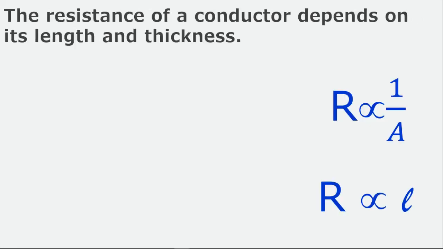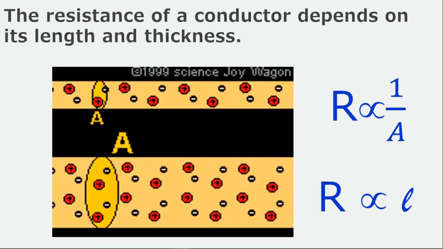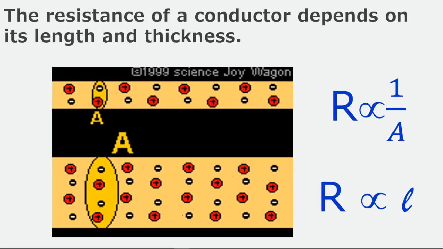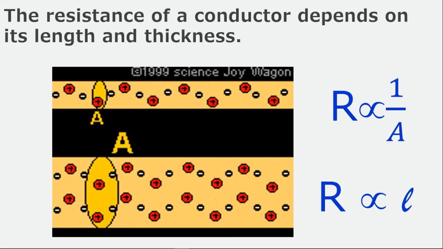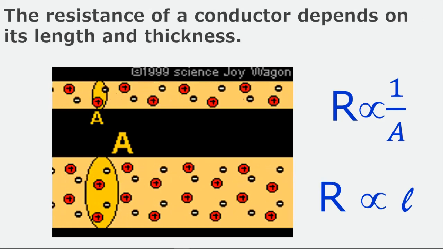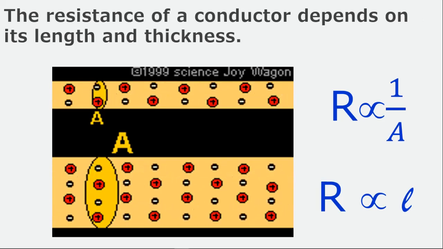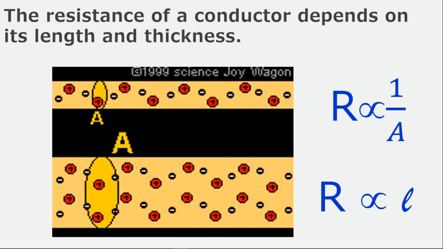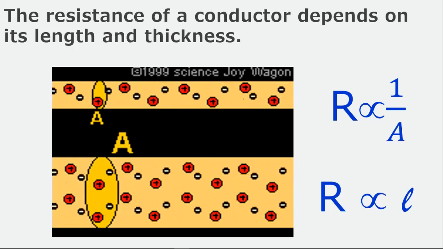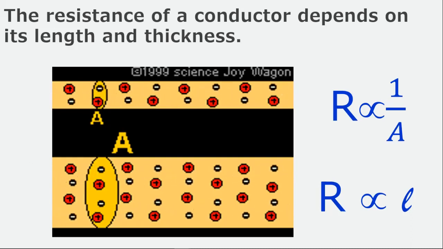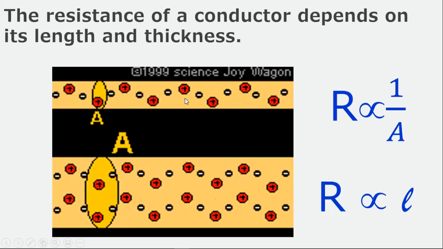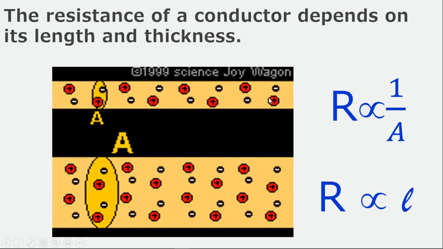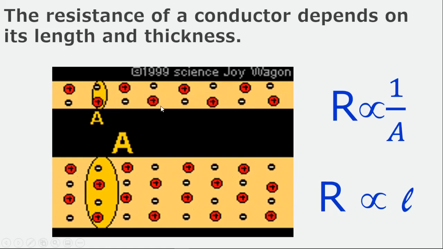The resistance of a conductor depends on its length and thickness. Looking into the relationship, R, or the resistance, is inversely proportional to the area, while it is directly proportional to the length. So the smaller the surface area of a given wire, the greater the resistance present.